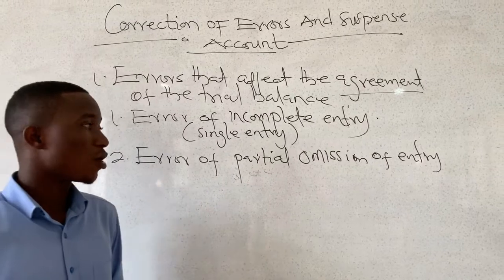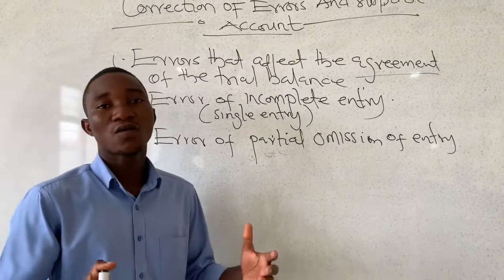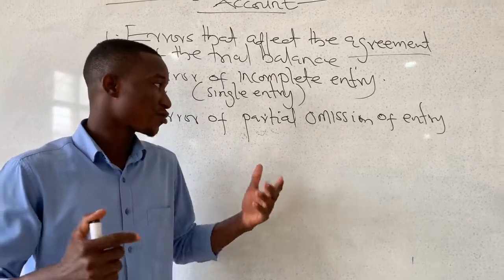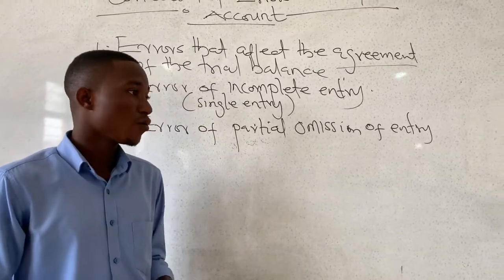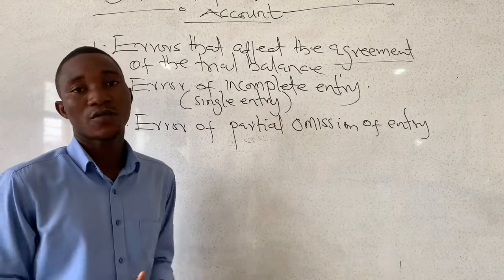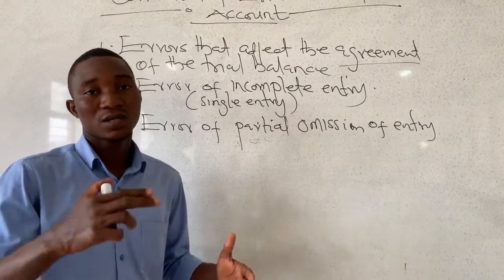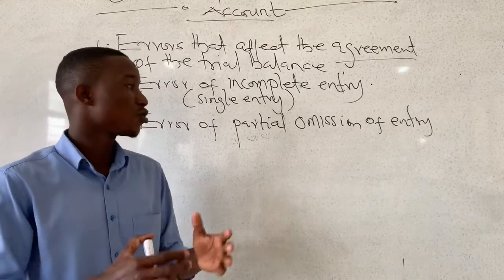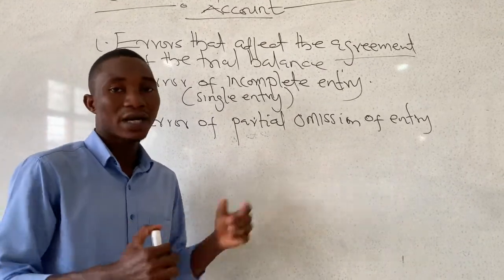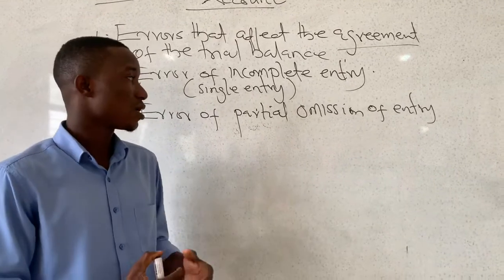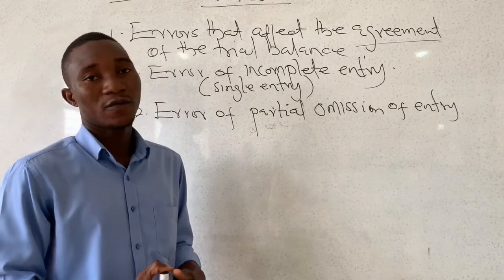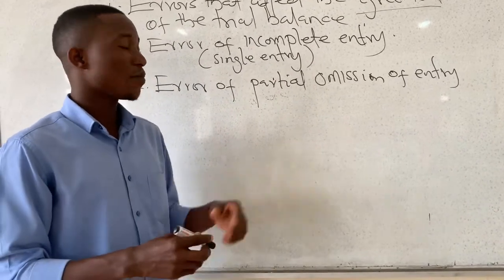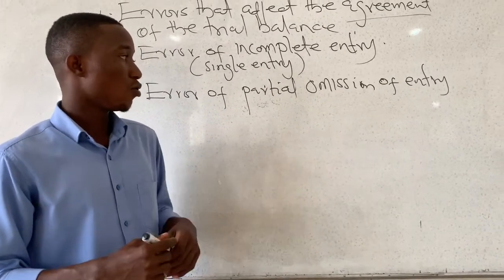An error of partial omission simply means when one aspect of the transaction is being omitted. We didn't actually record it at all. Okay, we know that for every transaction, at least we have to record it twice. One account, two different separate accounts. So we record it in one account and the other account. So if you keep one account and you forgot to keep the other account, you completely omitted it from the book. Okay, so when you omit one part of the account, we call it a partial omission of entry.